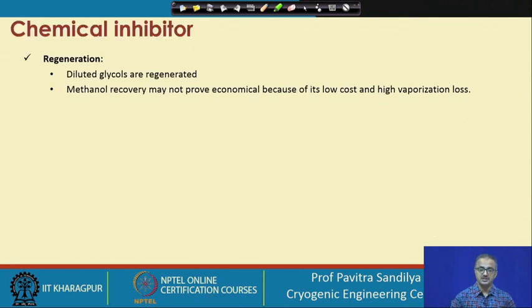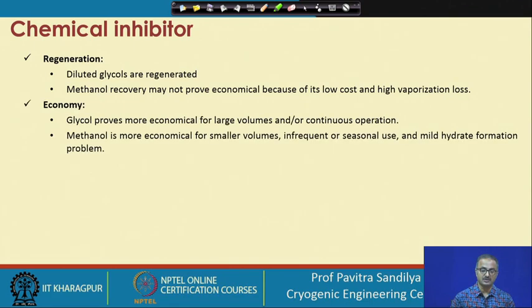Next, about the regeneration, we find that these diluted glycols are generally regenerated because they are quite costly. On the other hand, methanol may not be regenerated because methanol comes cheap and the cost of regeneration is quite high, and generally we use distillation for separating the methanol from water. So, the cost is high, and this raw material is also cheap. So, generally regeneration is not done when we are using methanol.